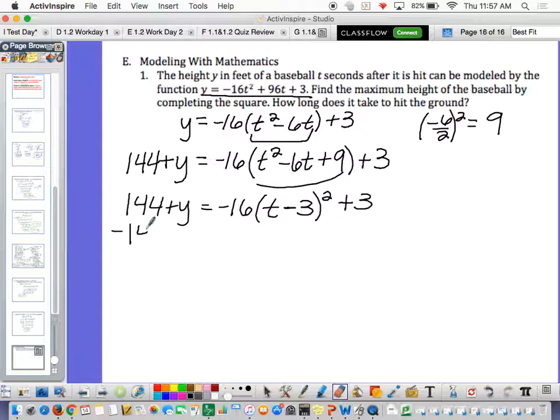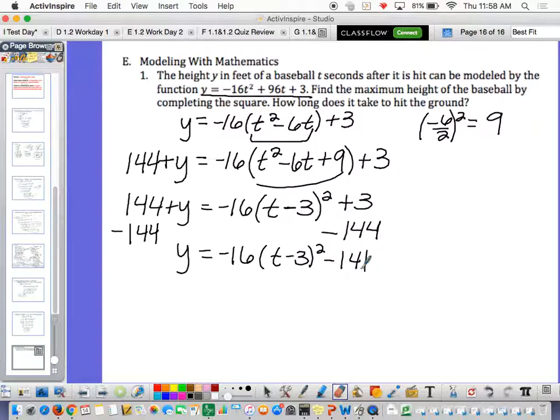So we subtract 144, subtract 144. You're left with y equals negative 16 times t minus 3 squared. 3 minus 144 is a negative 141. Lies and propaganda. Did anybody catch my mistake?